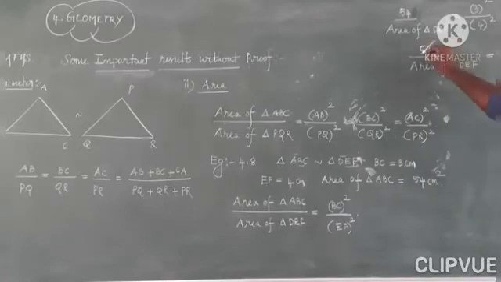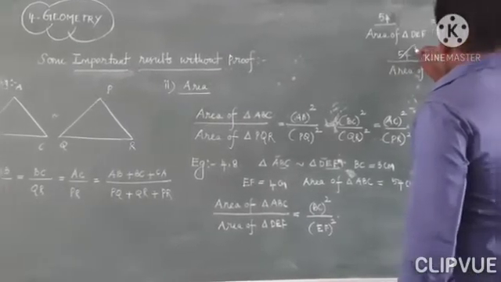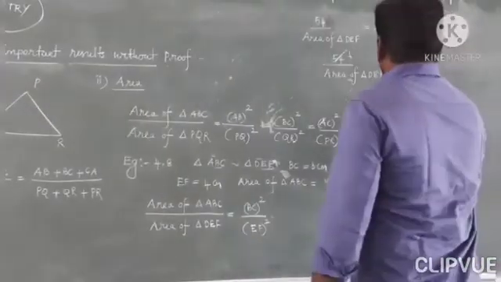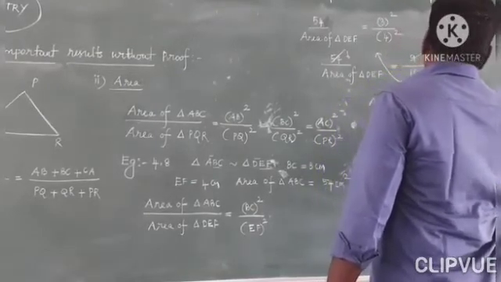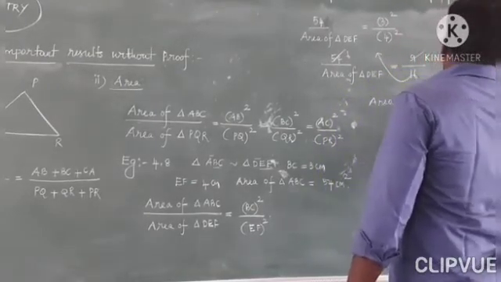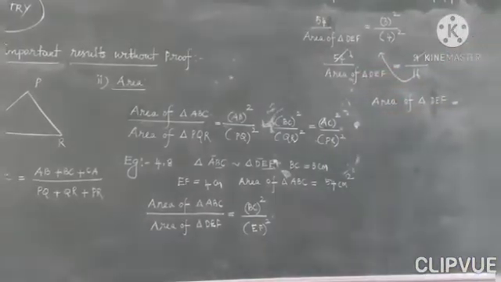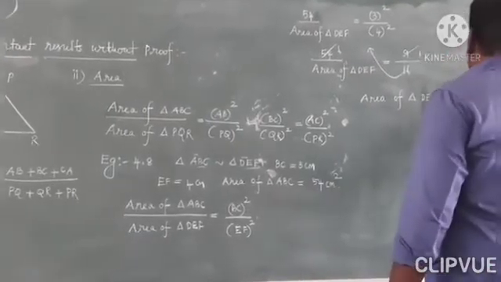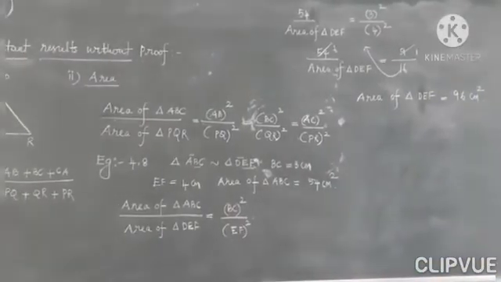So here we can cancel: 1 time, 6 times, 6 times 9 are 54. So you can multiply them. So area of triangle DEF is equal to 16 into 6. So 10 into 6 is 60, 6 sixes are 36, 96. So 96 centimeter square.